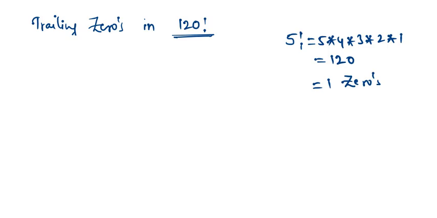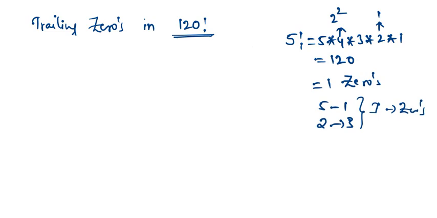Here how many 5's are there? How many 2's are there? 5 will be 1 time. 2: in the sense, 4 is 2 square, and 2 is 1 time. So 2 we are getting 3 times, 5 we are getting 1 time, so the number of zeros will be equal to 1.